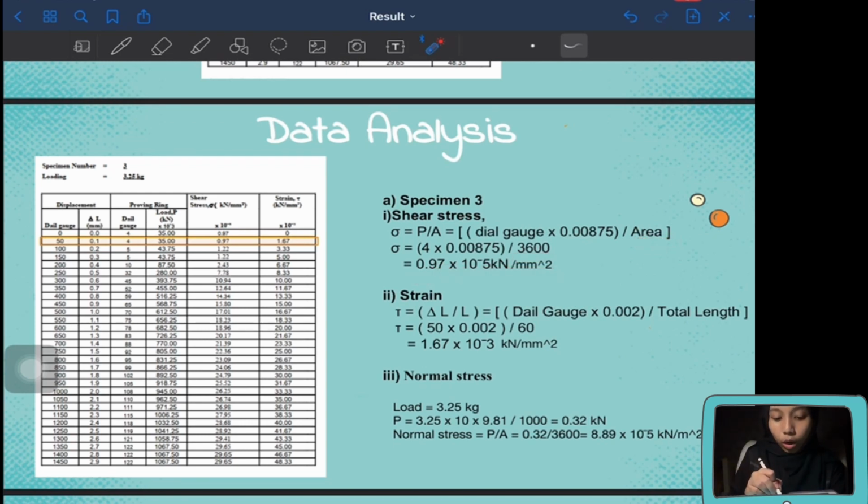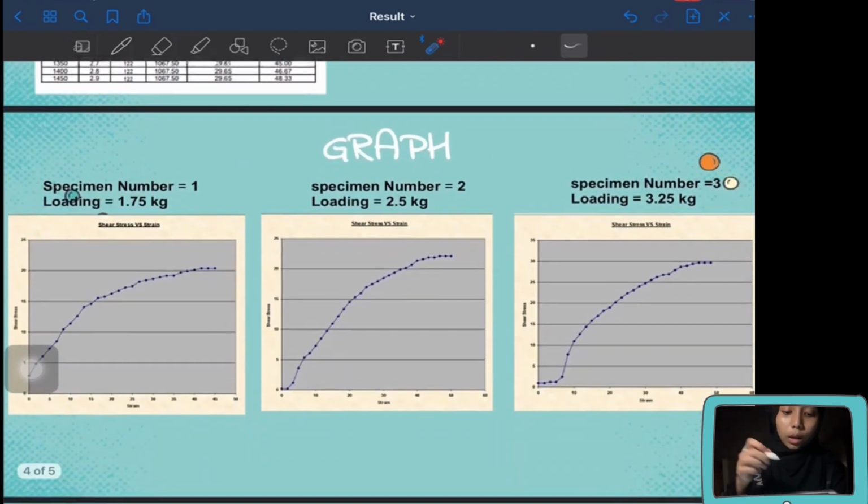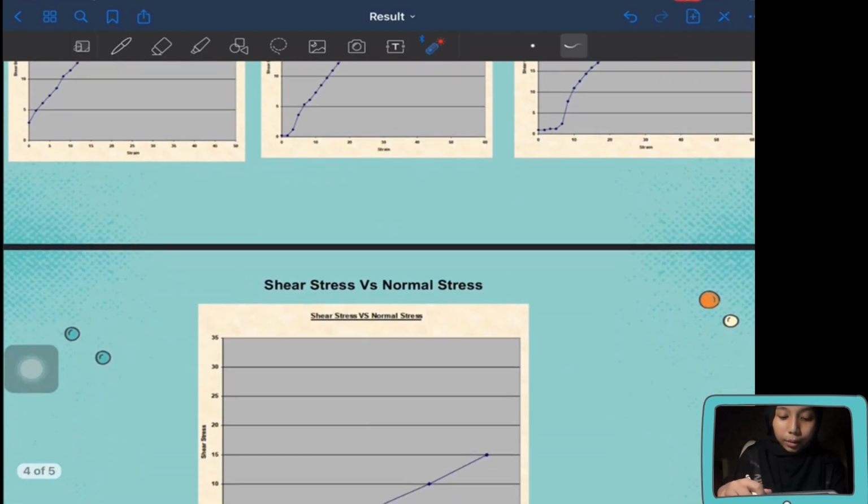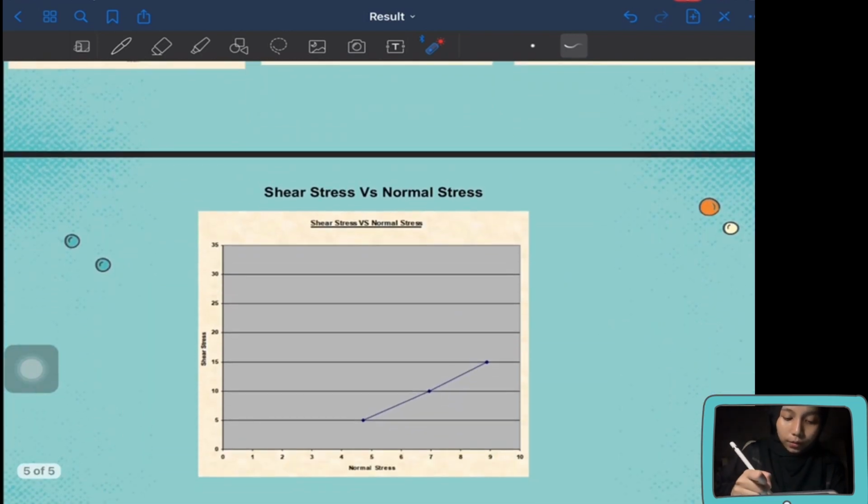And then the formula of strain is the change of length divided by the total length. So in order to find the change of length, the dial gauge of the displacement, which is 50, times the constant 0.002. For normal stress, the formula is force divided by the area. The force we take is the kilonewton of the load here divided by the area, which is 3600, and this is the answer. And lastly, we will plot a graph of shear stress versus strain for the 3 specimens and we will plot the graph of shear stress versus normal stress.